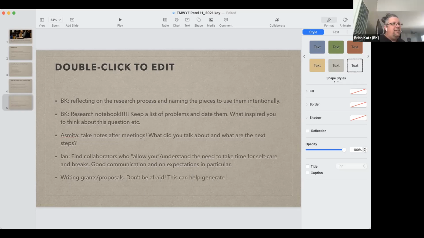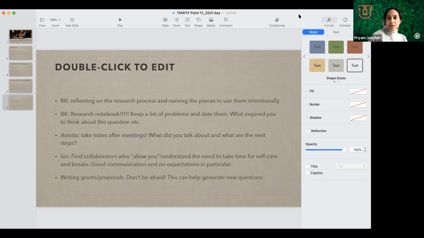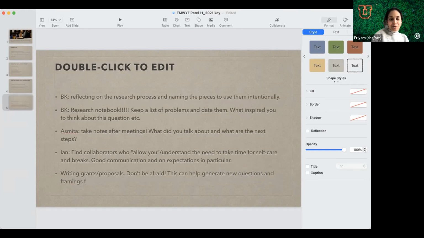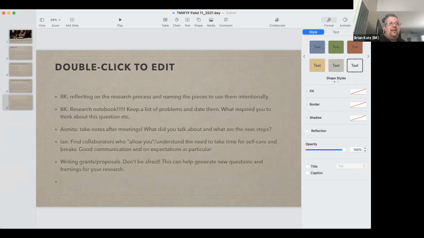Would public expository things count in that category too? Yeah, for sure. So I'm trying to keep all of you in my frame while also trying to edit the document. It's so hard. Okay, so this can generate new questions and framings for your research. So BK, what was that? How did you phrase it? Public expository writing can also be in that category for some people.